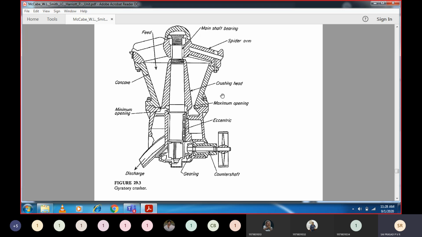How are shear forces induced? Because this concave is not moving, and this crushing head is moving. So one surface is not moving, another surface is moving. This is how we generate the shear forces on the surface area of the particle, and then the crushing takes place.